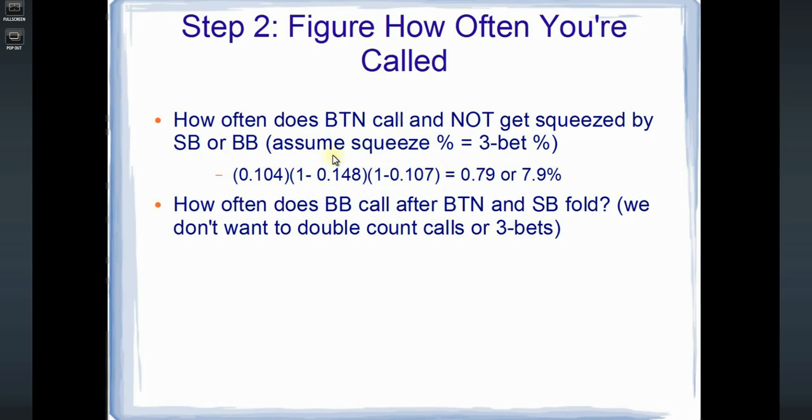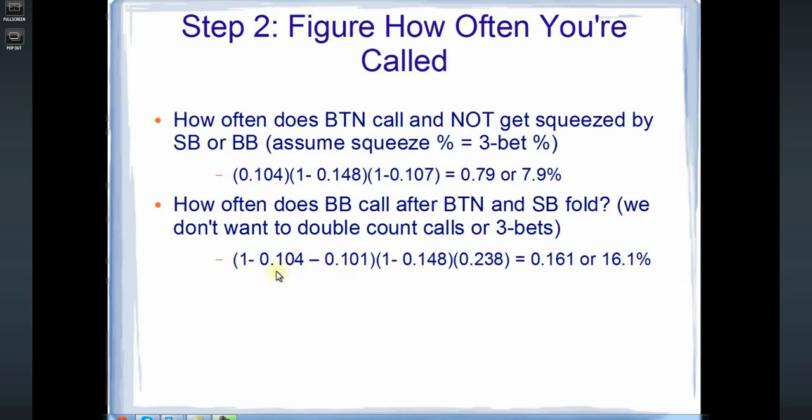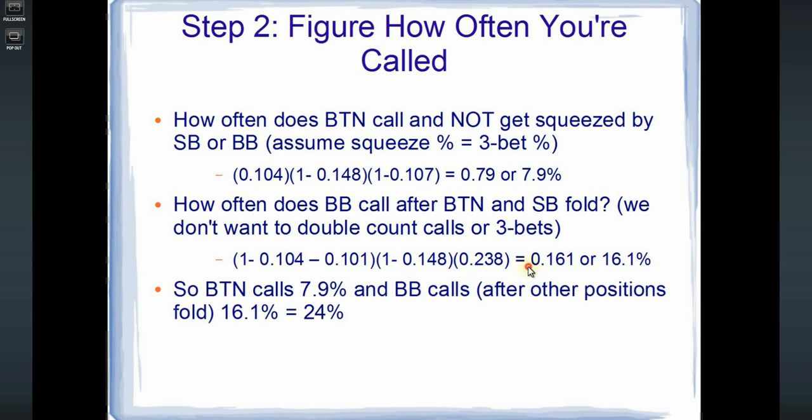Now, how often does the big blind call after the button and small blind fold? Again, we don't want to double count calls or 3-bets, so we have to solve for that the same way. So right here, we subtracted the button 3-bet and the button call from 1 to get how often the button folds. Here we did the same thing for the small blind. It's just 1 minus 0.148, because the small blind 3-bets 14.8% of the time, so it's going to fold 1 minus 0.148. And then the big blind calls 23.8% of the time when it folds to the big blind, so that's where the 0.238 comes from. So button fold times small blind fold times big blind call equals 16.1%.